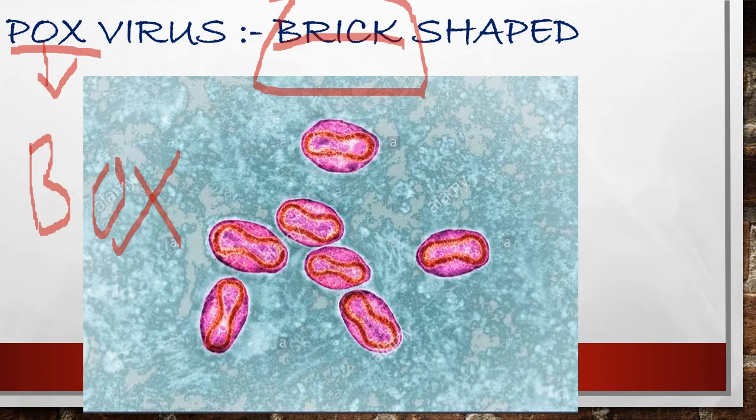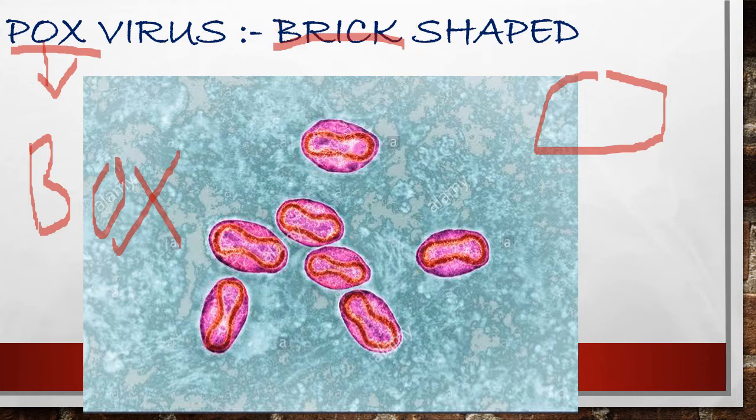So three viruses I have presented in front of you. The first one is astro, the second one is Ebola. Astro means star shape, Ebola means ball of spaghetti, pox means box shape, brick shape. A box is like this, and a brick is also the same. So box and brick are both the same, so you can easily remember this shape.